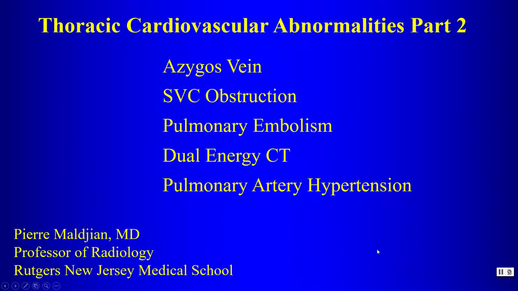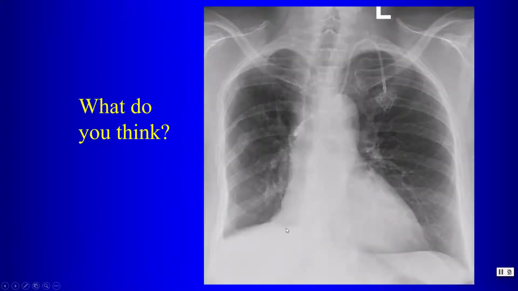Okay, so today we're going to discuss some vascular abnormalities having to do mostly with veins and the pulmonary artery. So we'll talk about these topics here: the azygos vein, a little bit about SVC obstruction, pulmonary embolism, dual energy CT, and its implications for vascular imaging in the thorax, and pulmonary artery hypertension.